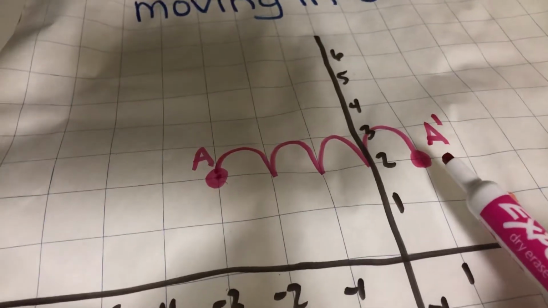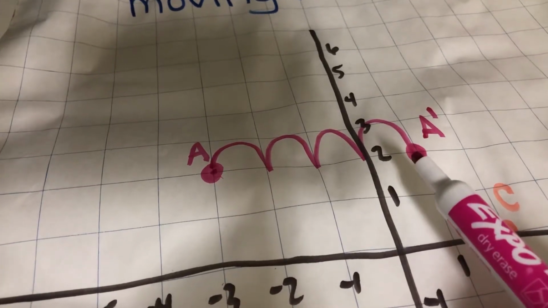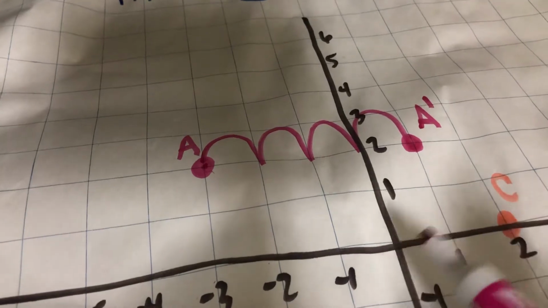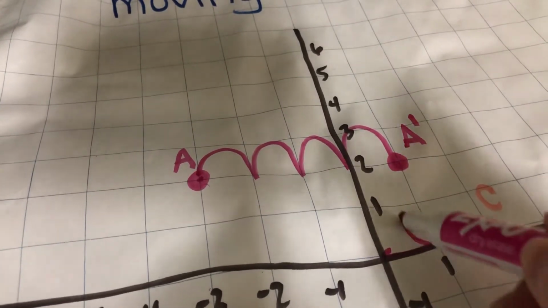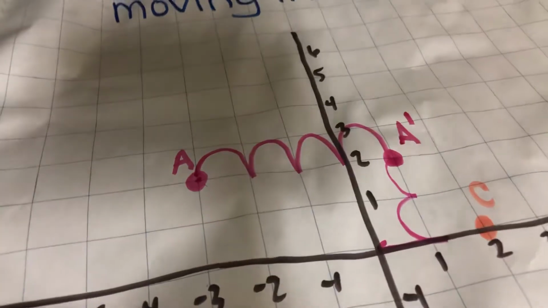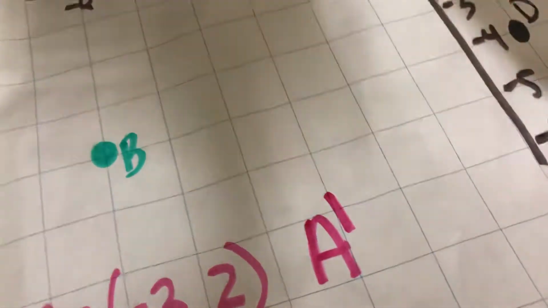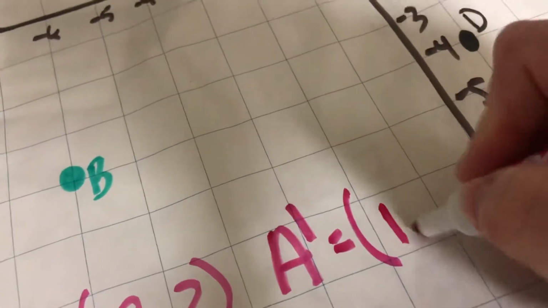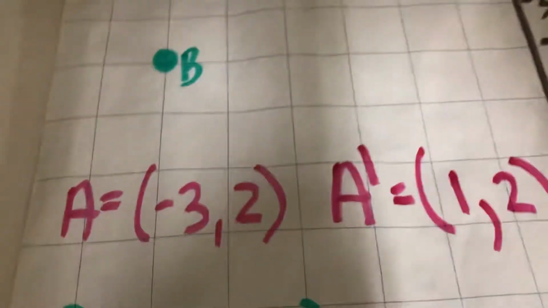Now I need to figure out after I've moved 4 to the right, what are the new coordinates for point A? So I go along my x-axis first. So I step into the elevator at 1 and I go up 2 floors to 2. So I'm going to write down here A1, because that's my image, equals 1, 2. And that's my new coordinates.